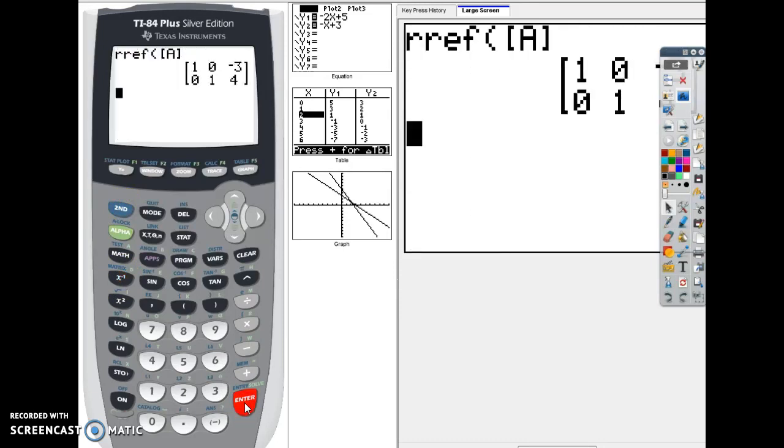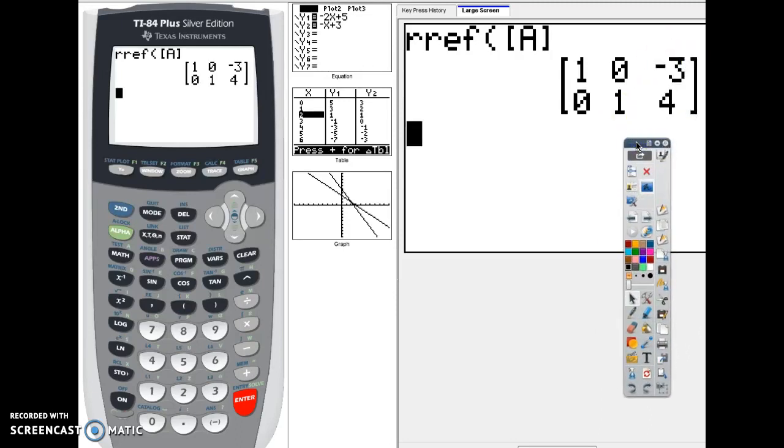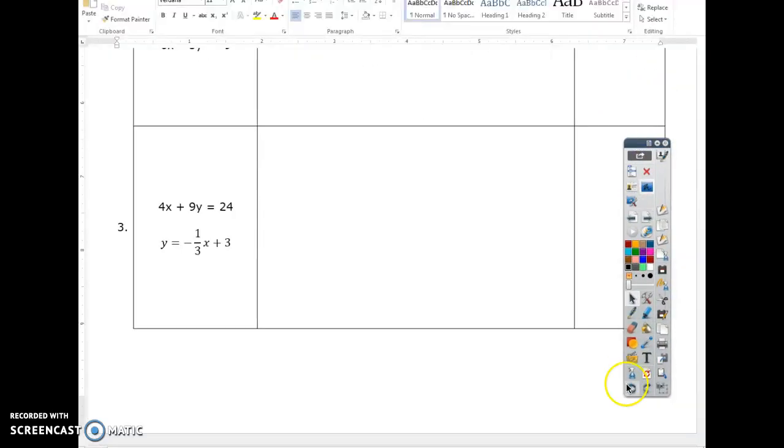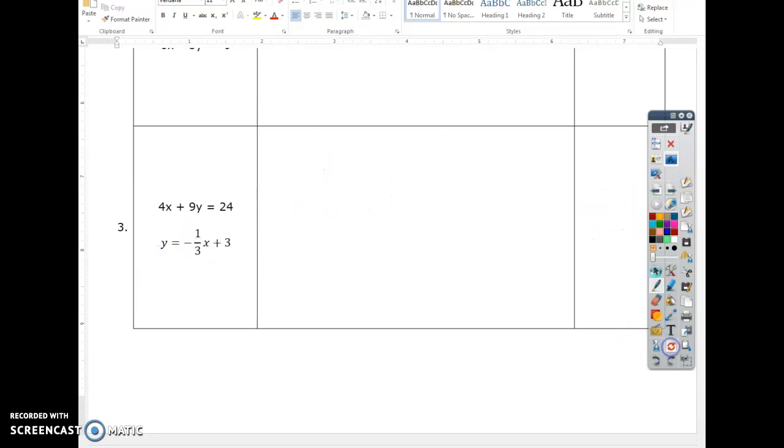Okay, and that gives you the answer, which is -3, 4. So we're going to put it right here in my solution. And we're done with that. Let me get you started on problem number 4 and I'll be done.